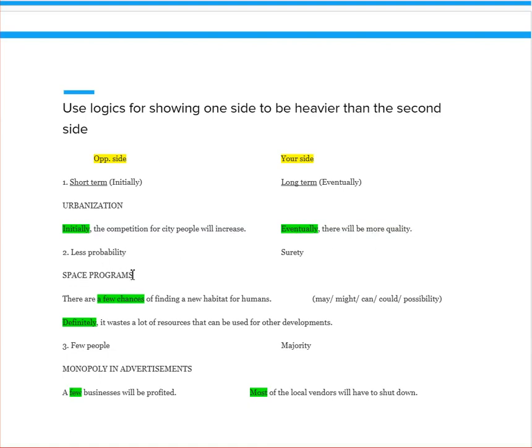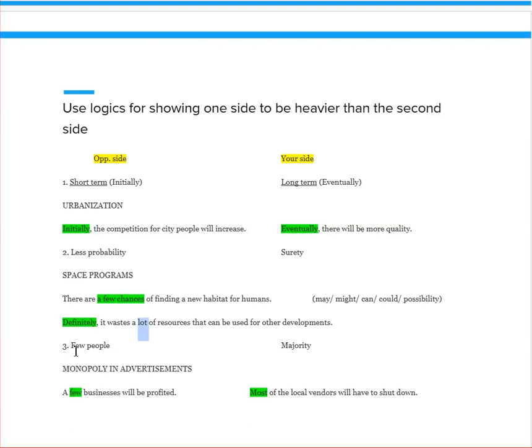Space programs. There are a few chances of finding a new habitat for humans. For surety, use may, might, can, could for possibility. Like these: can chance of finding a new habitat for humans. These can possibility of finding a new habitat for humans. Definitely, it wastes a lot of resources that can be used for other development. This is for your side; this is not for the opposite side. Okay, don't be confused by this sentence.